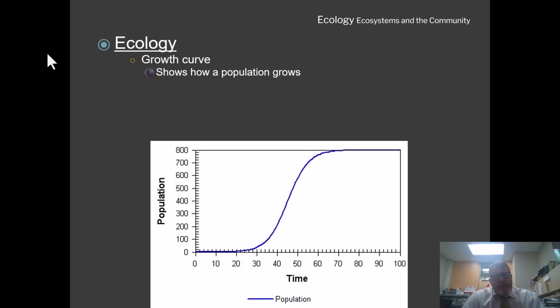Today we're going to talk about growth curves and populations. A growth curve is just anything that shows the rate at which a population is growing. Here we have a high rate of growth. Here we have a low rate of growth. And as we finished up with that last video, this one's kind of topped off and reached its carrying capacity.